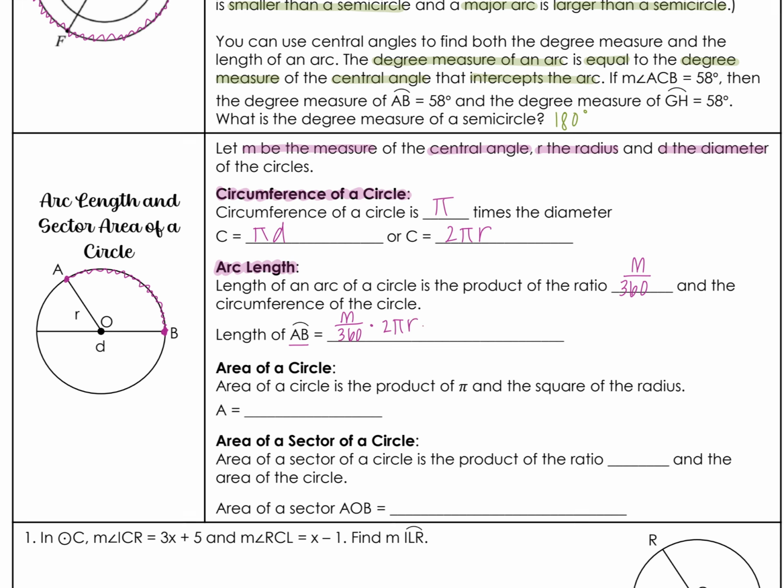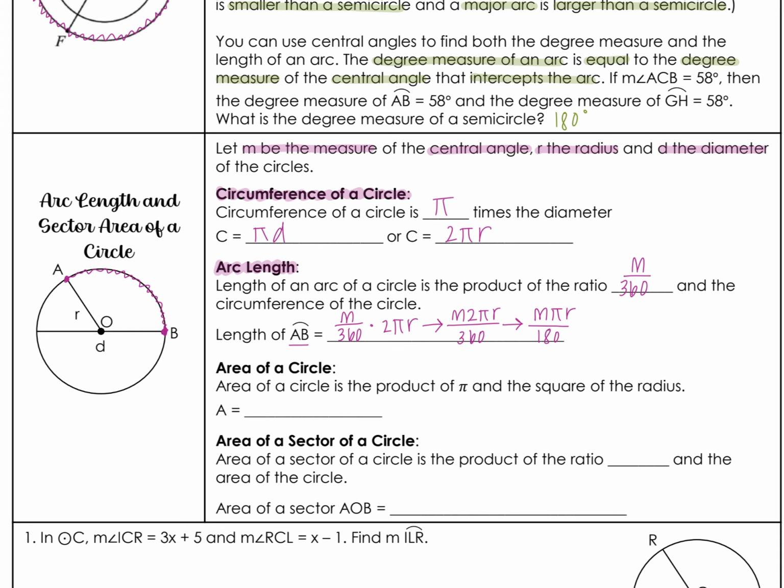So you can rewrite this to where you are multiplying that into the numerator. So M 2 pi r over 360. Or you can even then simplify, and you would get that 2 and that 360 can simplify to 1 over 180. And so I'll have M pi r divided by 180.